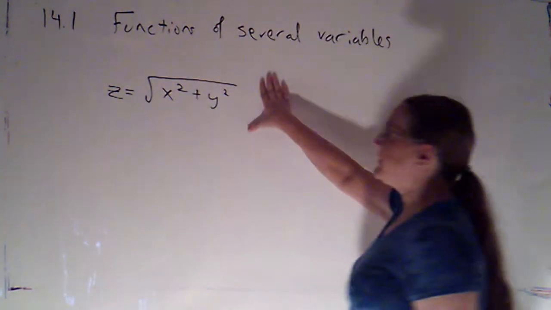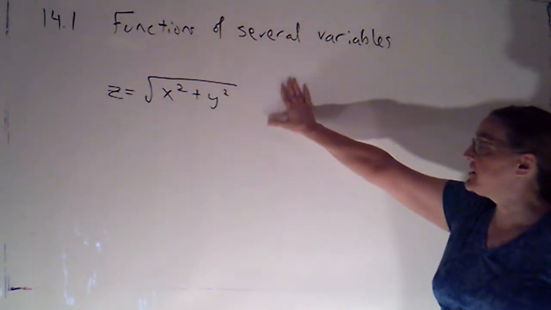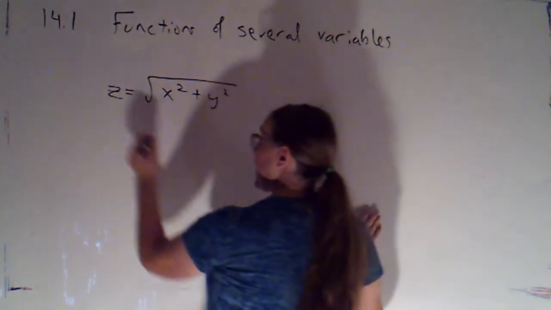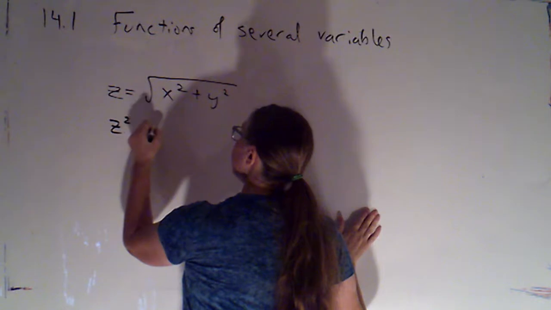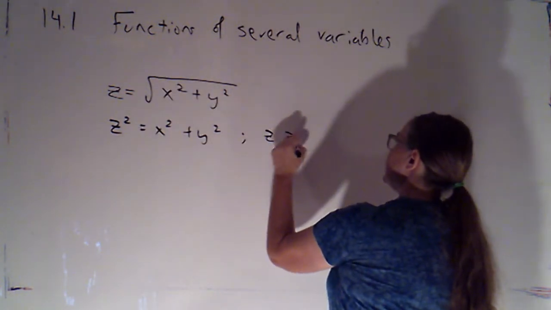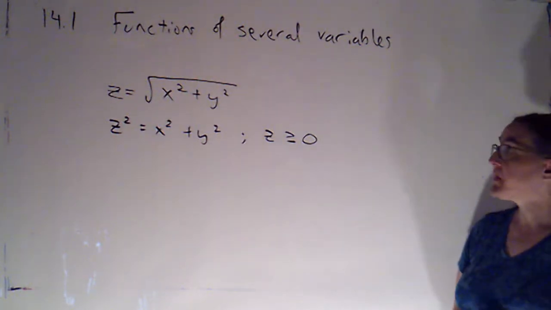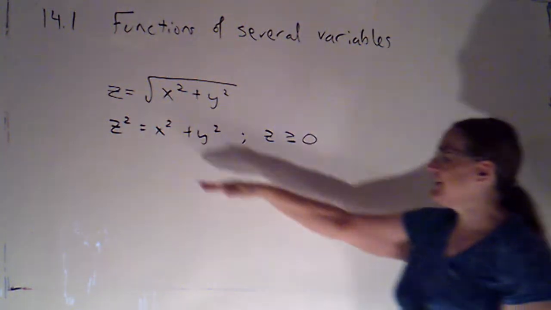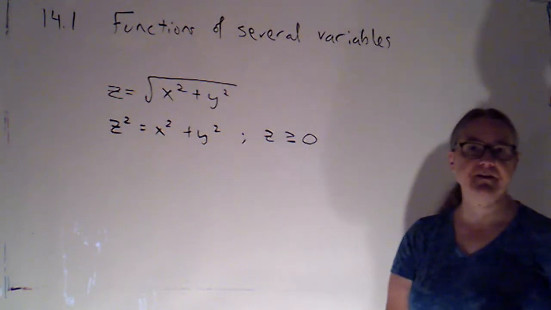Right, so if we want to figure out what the graph of this looks like, I suggested that we square both sides, keeping track of the fact that because z was defined as the principal square root here, that means that z is bigger than or equal to 0. So we're getting the top half of this, which is a quadric surface.